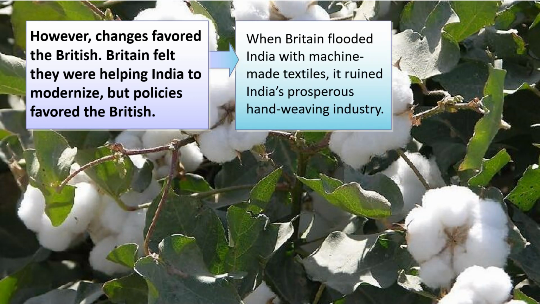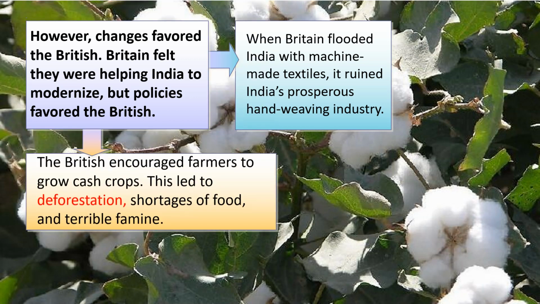When Britain began to flood India with textiles made in Britain, it ended up ruining the very prosperous, very historically successful Indian hand weaving industry. If you can make goods very inexpensively and undersell the local competition, you're going to do significant damage to the Indian industry. The British also encouraged farmers in India to grow cash crops, so cash crops being crops that can be sold for cash, as opposed to growing food to feed the people.